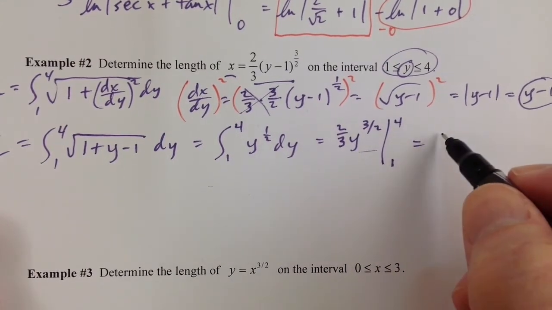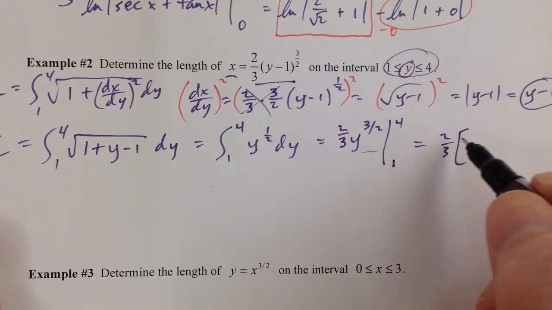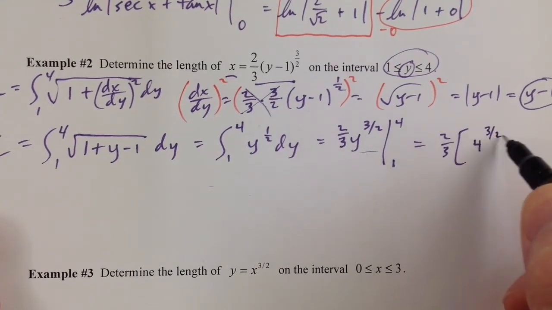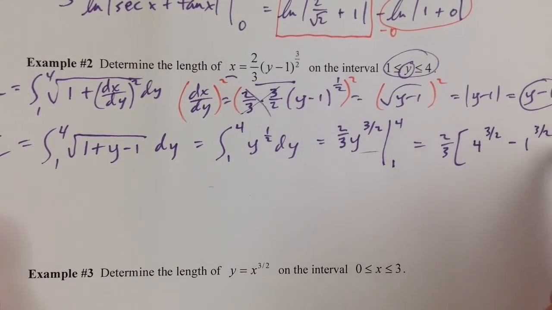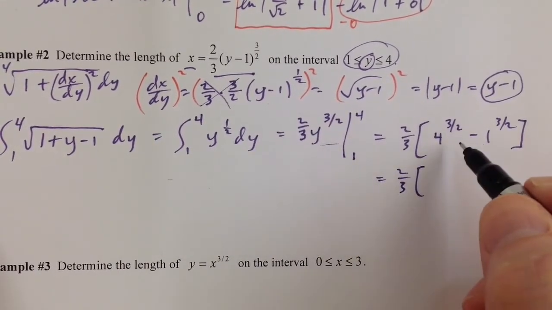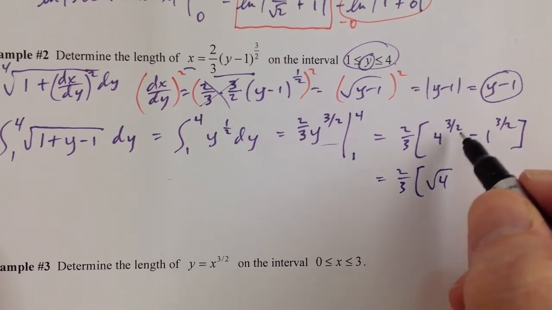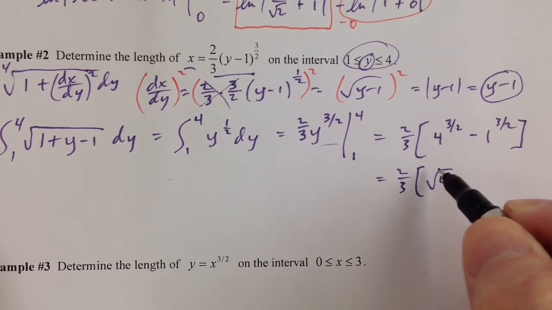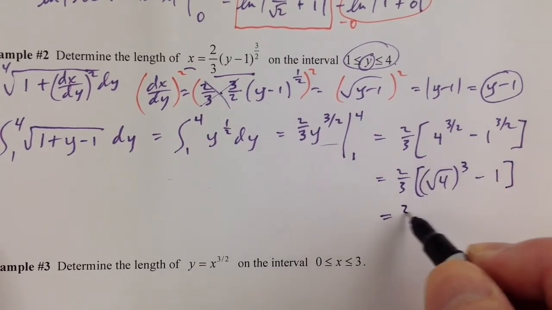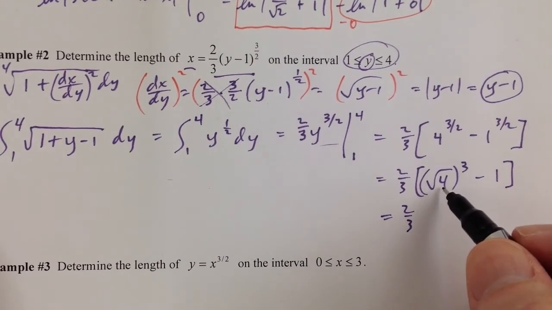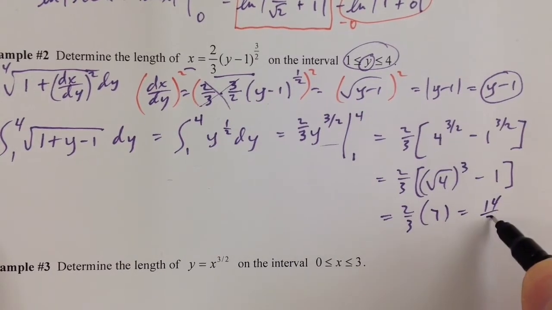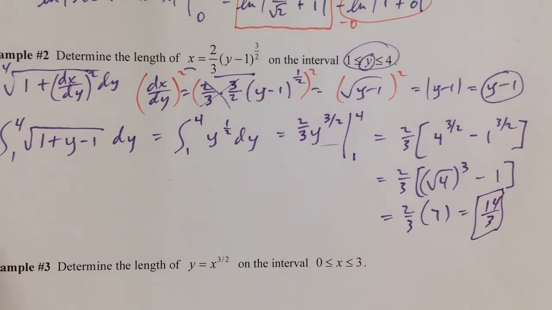And we've got 2/3. Keep that out front. We put a 4 in place of the y, and we get 4 to the 3/2 minus 1 to the 3/2. Now, 4 to the 3/2, if you really want to see it better, rewrite that as the square root of 4 cubed, minus 1 to the 3/2, that's just 1. Now we've got radical 4, which is 2. 2 cubed is 8. 8 minus 1 is 7. So we get 14 over 3.